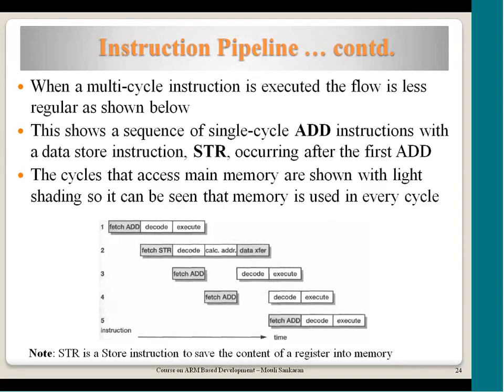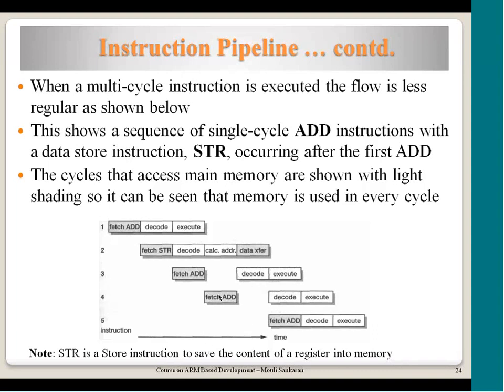The cycles that access main memory are shown with a light shading. So you can see that on every stage the memory is accessed, because these are all instruction accesses and this is the only data access. Now during this time, why is there no fetch here? Because the instruction is getting accessed, and the data is getting accessed here during this cycle.